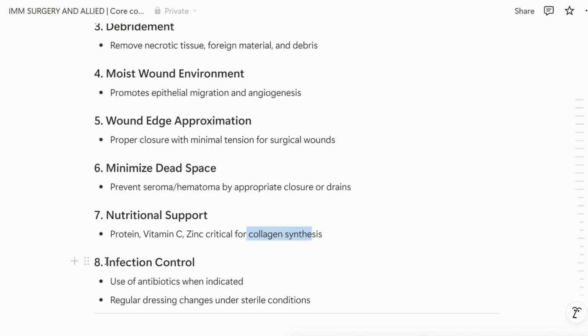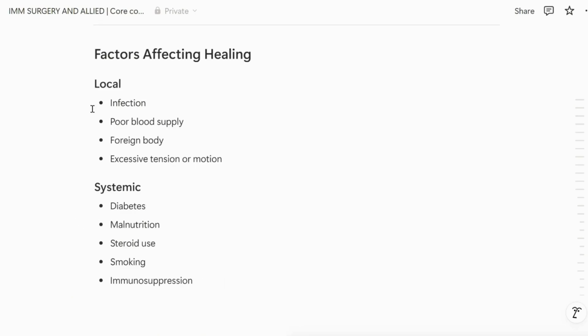Then we have the infection control that can be done by the use of antibiotics wherever they are indicated, and regular dressing under sterile conditions can be helpful to promote optimum healing. So now we will talk about the factors which can affect healing. We have local factors as well as the systemic factors. Among the local factors, infection, poor blood supply, foreign body and excessive tension would be the key role players. Whereas in systemic factors, diabetes, malnutrition, steroid use, smoking and immunocompression can result into failure of optimum wound healing.